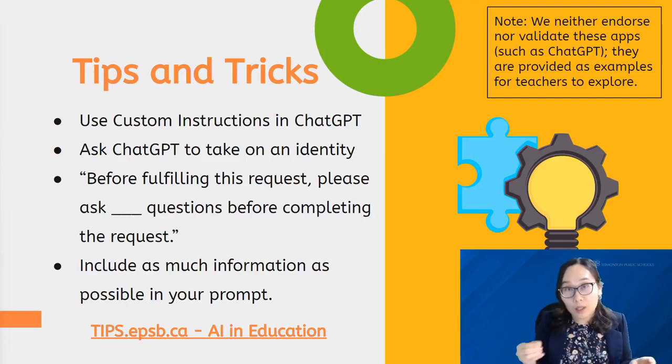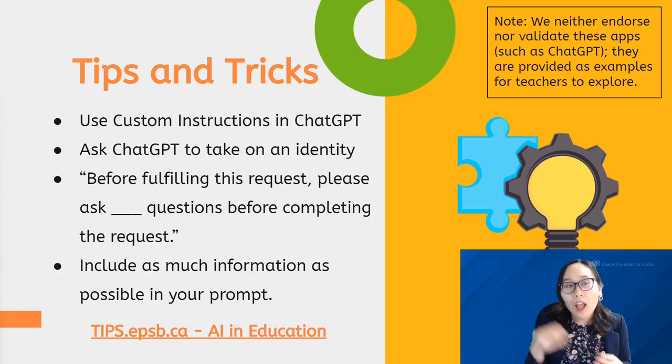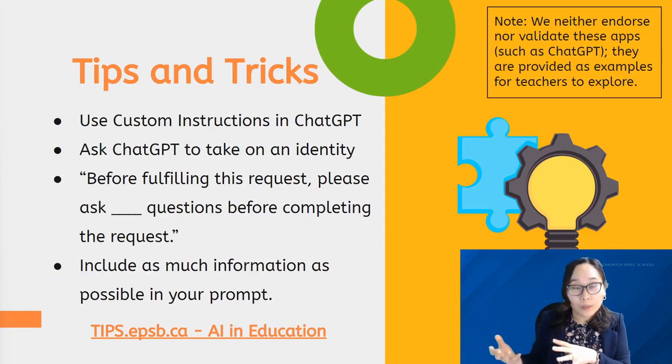Really play around with these custom instructions and experiment with what works best for you because every single context is going to be a bit different depending on what you're using ChatGPT for. Another really good tip and trick is just asking ChatGPT to take on an identity. So for example, asking ChatGPT to take on the identity of a grade 7 science teacher. And then giving it context and background to have that information to be able to be more accurate when it comes to that output.